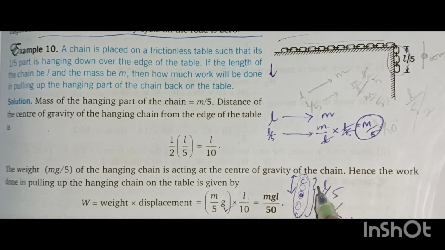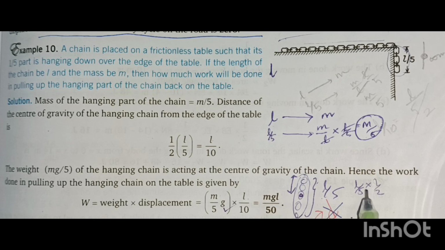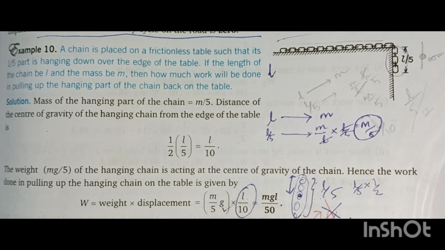That is half of L by 5 that we have to consider. So it is L by 5 into 1 by 2, so it is L by 10. That is the reason we have taken L by 10 instead of height. So the answer is MgL by 50. Okay, please note this. We may use this in.